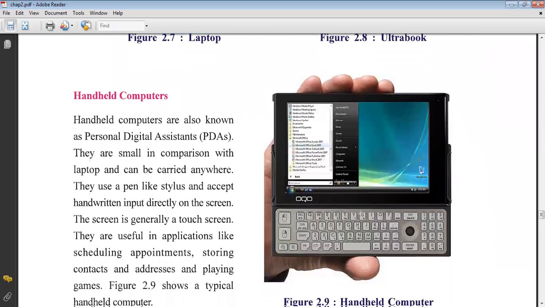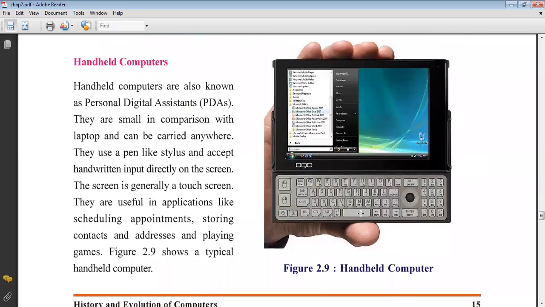Handheld computer, as shown in figure 2.9. Handhelds are able to be held in our hand and we are able to work with them. Handheld computers are also known as personal digital assistants, PDAs. They are small in comparison with the laptop and can be carried anywhere. They use a pen-like stylus and accept handwritten input directly on the screen.